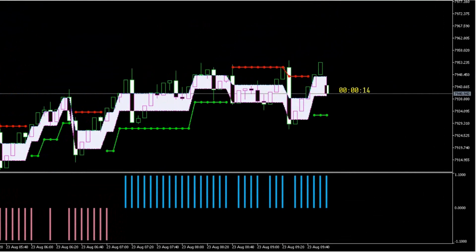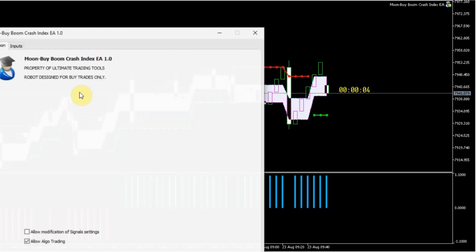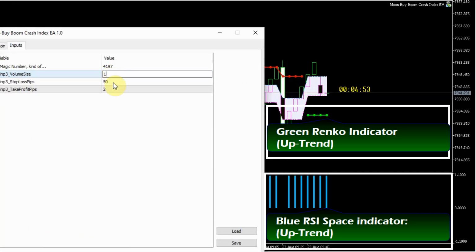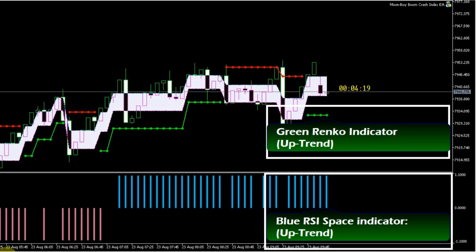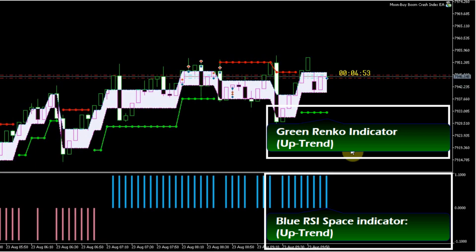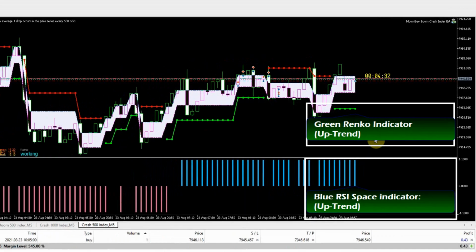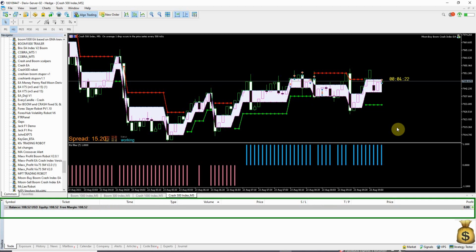Good condition to run the To the Moon robot on Crash 500 index. Renko trend adaptive indicator showing uptrend pattern, and the RSI space filter is blue indicating uptrend momentum. When you see such conditions, attach the EA to the chart and wait every 5 minutes to steal some pips from the market. 50 points automatically closed in profit within a minute.